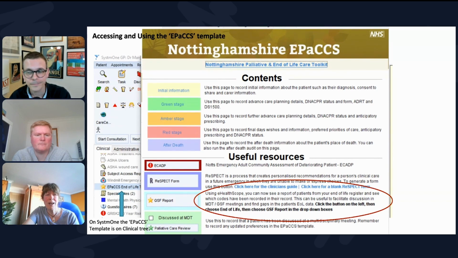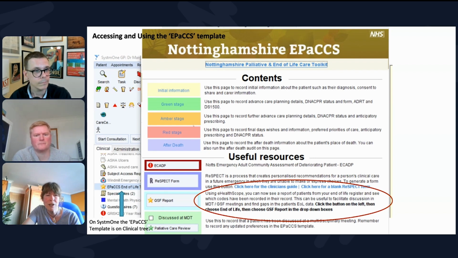Thank you. So you've got a patient that you think is likely to be approaching end of life. Maybe they're becoming more frail. You may be asked the surprise question, and they haven't yet got on EPaCCS or have a respect form. So we've got here the launch page of the EPaCCS tool, which has a number of useful resources on it, and it's a contents page as well as a quick link to various things.